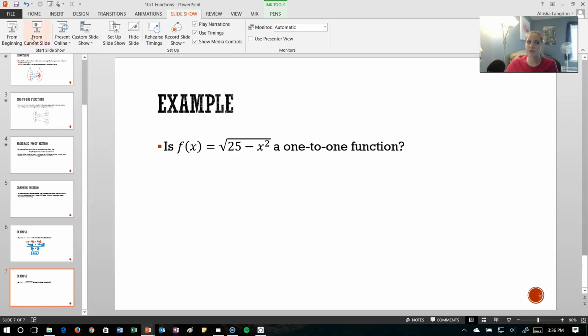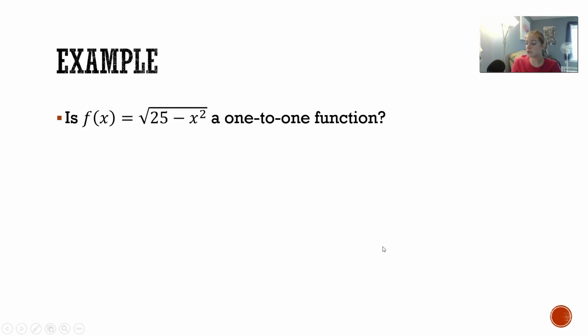So how do we prove that something is not a 1-to-1 function? Well, we just need to use a counterexample. A counterexample is just giving two different x values that map to the same y value. So I'll do something easy, just a positive and a negative, because this graph is symmetrical if you look at that. So if x was positive 2 and x was negative 2, we're going to find the same thing.